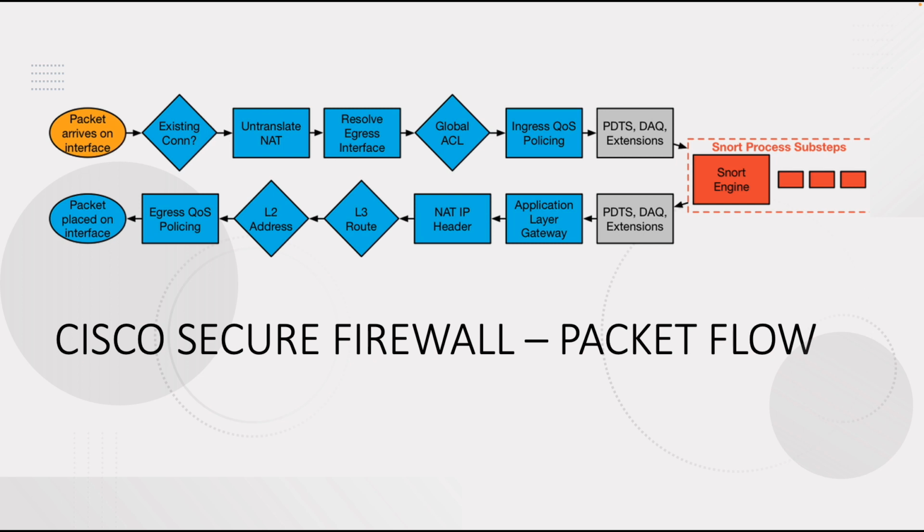There are some tricks here that I will show you in the next slide, but basically when the packets arrive on the ingress interface, Firepower will check if there is an existing connection, if you need to untranslate, if it has routing, or if it has a connection to the egress interface, go to the global ACL. And here we have the tricks because you have a couple of preprocessors here, and we will talk about that in a few. Check the QoS policy, quality of service. Goes to the Snort engine, back, application layer, NAT IP, L3 route, L2 address, and go to egress QoS and so on, right?